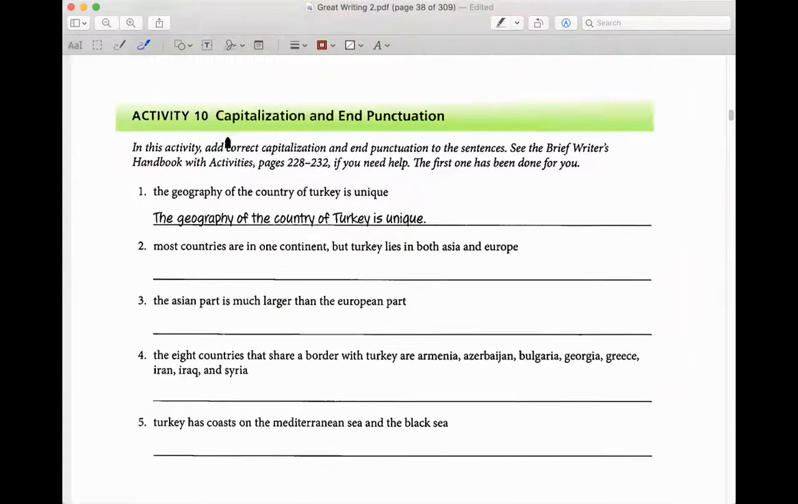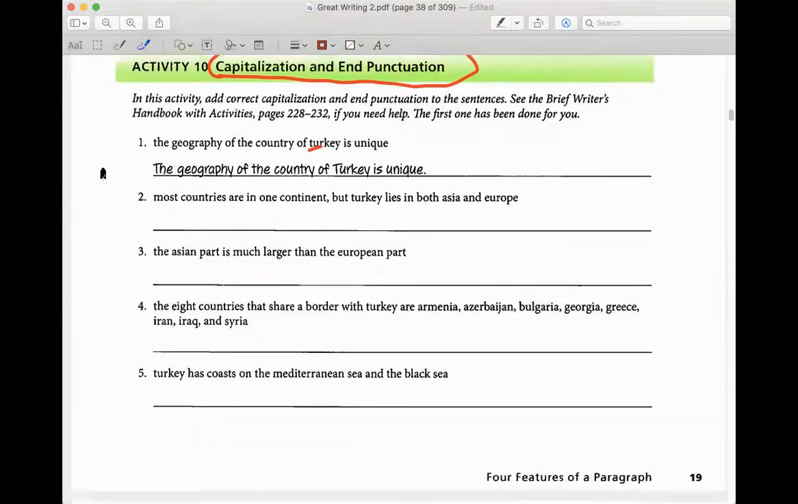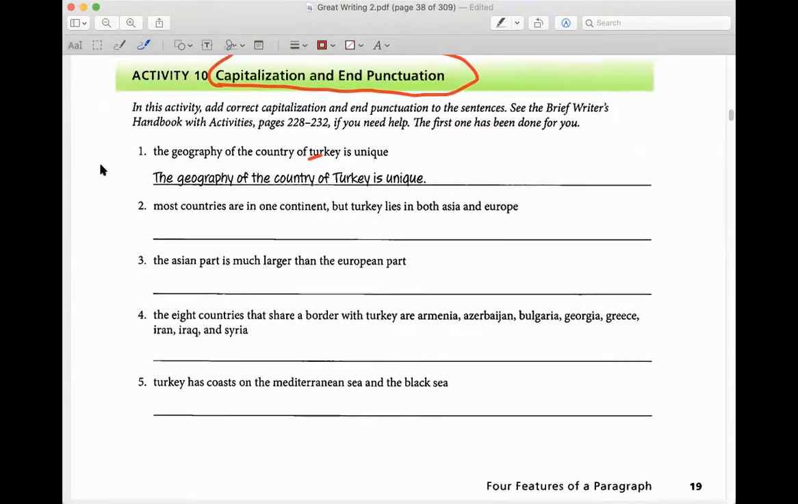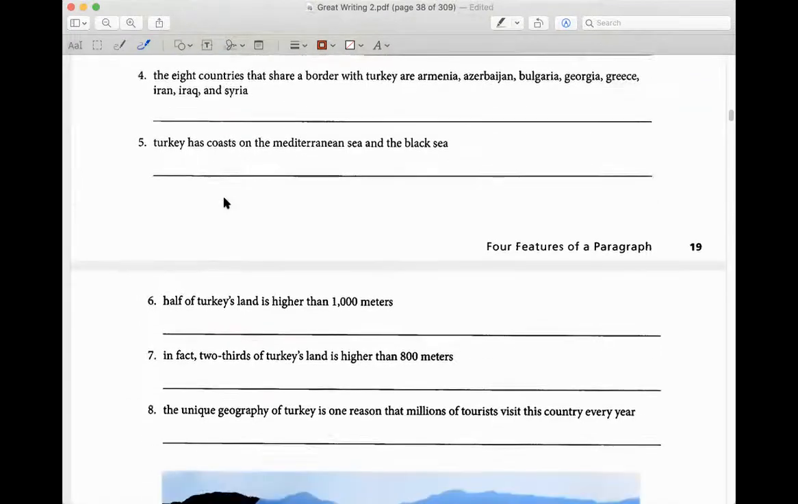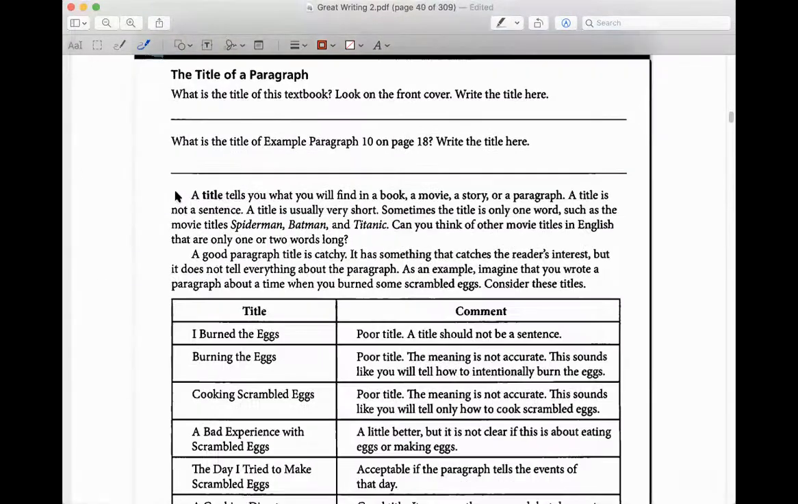Okay, I will be paying attention to capitalization and end punctuation. For example, if you write Turkey like this here, that's going to be a problem because you need a capital letter on a country. We learned about this, and you've learned about it in the past, so there's really no excuse for not getting that right. And make sure you end your sentence with a period or question mark or exclamation point, depending on the case.